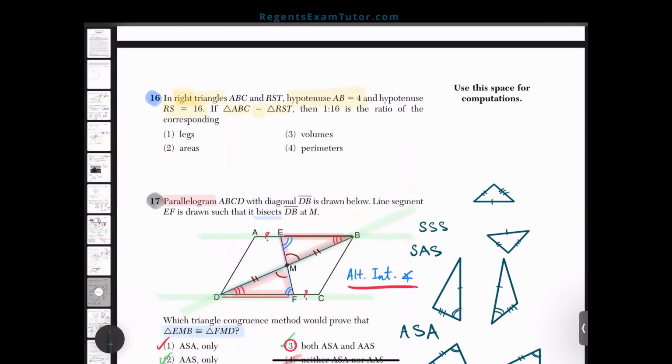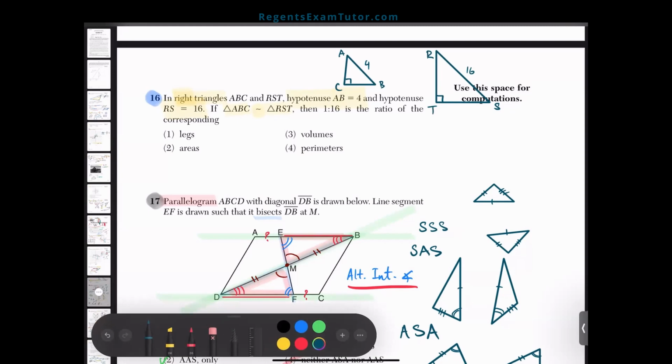So let's go ahead and say that this right there is our first one. And let's make that the bigger one. Okay, so let's label it. They said AB is the hypotenuse, so I'm going to be careful to make sure AB really is the hypotenuse. That would make that C. That's 4. And then RS is the hypotenuse over here. That's 16, making this T.